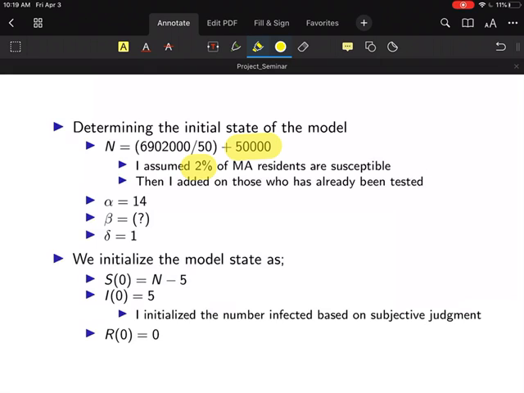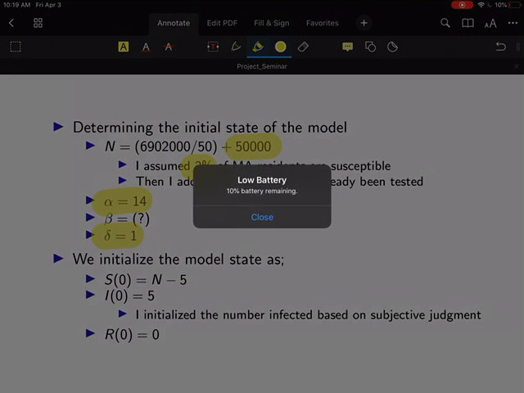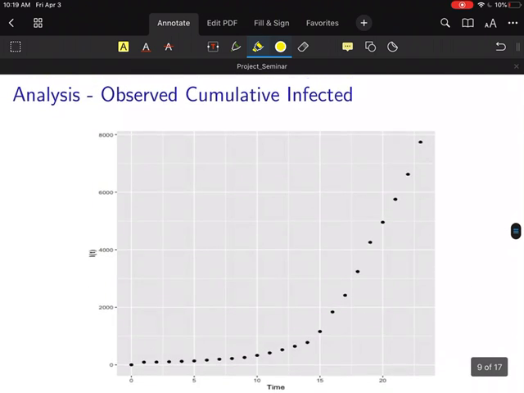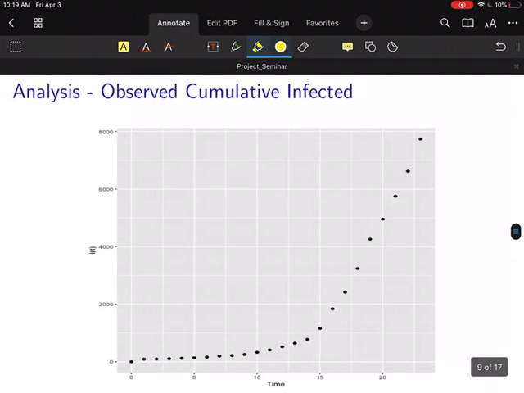Then as a way of initial analysis, I fix alpha to be equal to 14. Then I assume my change in time point is simply 1, that is delta is equal to 1. Then I want to find my optimal value of beta. Just as a way of subjective judgment, I fix my initial infections to be equal to 5. So this is a graph of the cumulative number of infections observed from the data we've collected so far, and that looks at par with what we should expect.